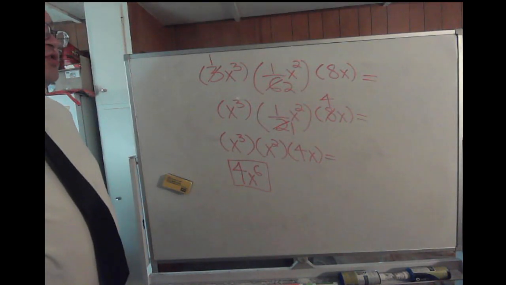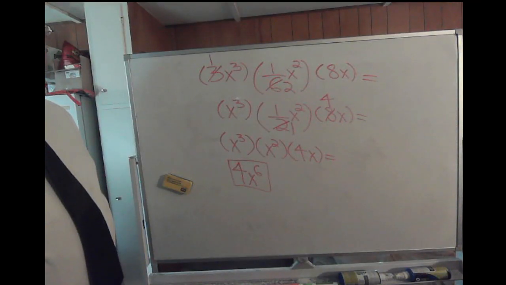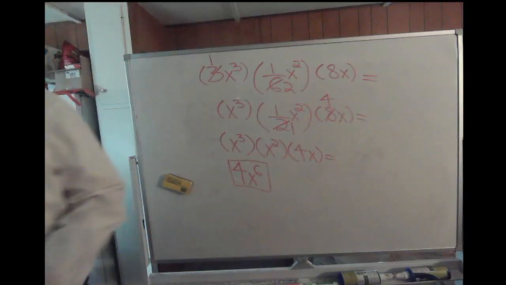So in general, whenever you multiply two monomials, if they have the same base, you just simply add the sum of their powers, and that's what you'll get. So that's been it for this lesson.